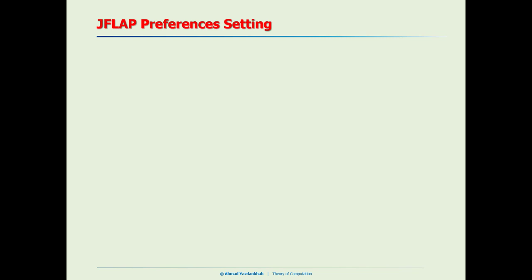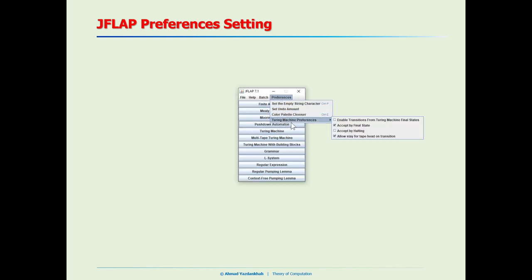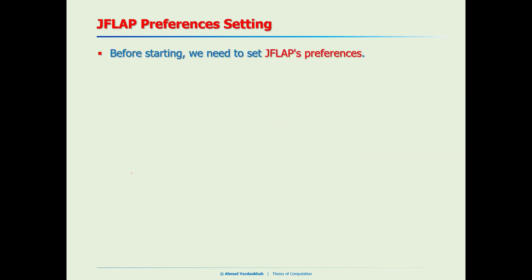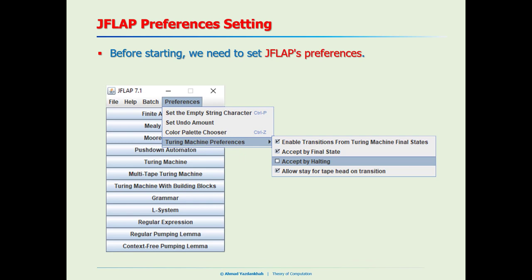Before going further, we need to set the JFLAP preferences. You need to go to the preferences, the Turing machine preferences, and enable the transition from the Turing machine final state, accepting by final state, and uncheck the accept by halt option, and allow stay for tape head on transition, which will allow you to use the stay option. Here I put the picture for your reference.